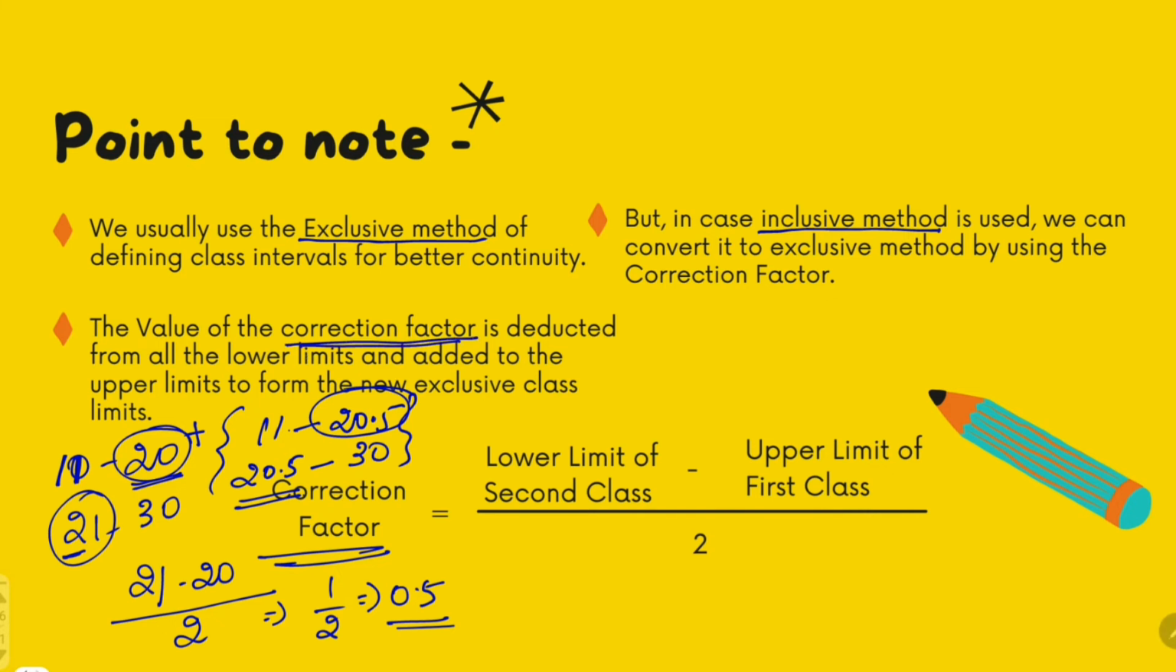We rarely have to use a correction factor because most of the time we use the exclusive method only. But in case you come across an inclusive method of frequency distribution, you can always change it to the exclusive method using our correction factor. Just keep that in mind.